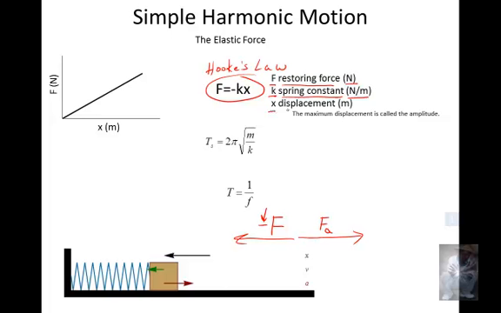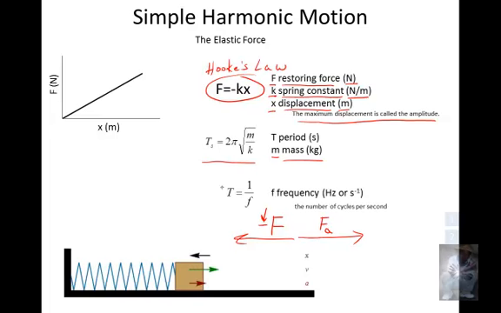X is the displacement that the spring experiences when it's pulled, and its units are in meters. The maximum displacement of a spring is called its amplitude. Now this equation tells us the period of a spring. The period is the amount of time it takes a spring to go an entire cycle. M stands for the mass, and it's in kilograms.